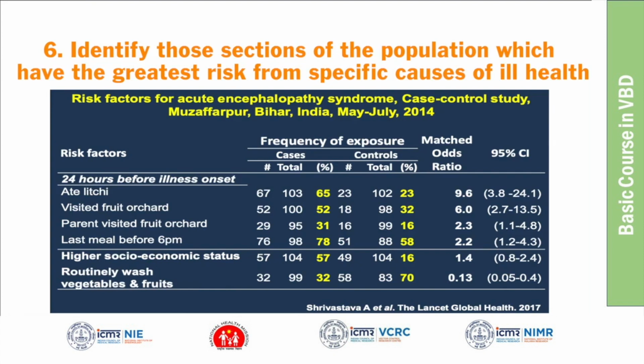We need to do something about lychee, as compared to, for example, the other risk factors listed over there: whether they had visited a particular area for work, whether their parents had visited, whether they had meals before evening, the previous night, whether they belong to a particular socioeconomic stratum, whether they had washed the fruits and vegetables completely before eating or cooking. So the relative importance of specific causes is identified through epidemiology. That's another important component.